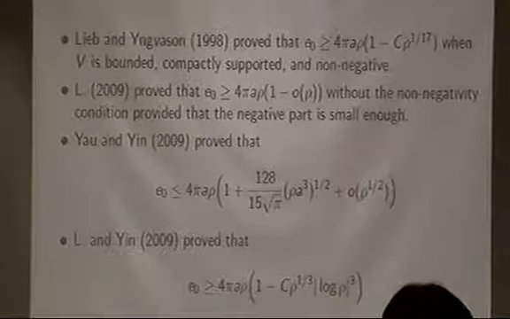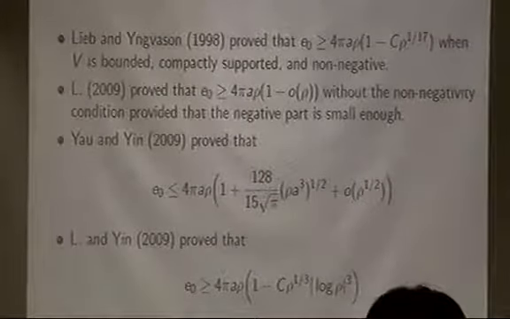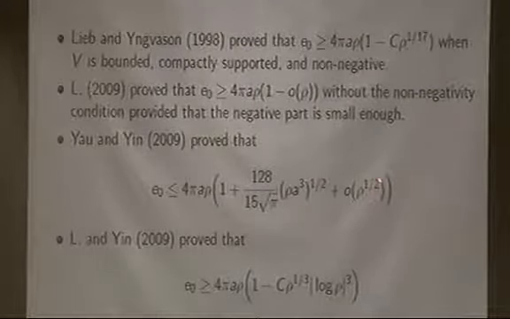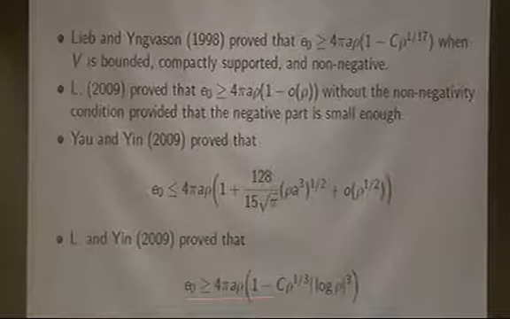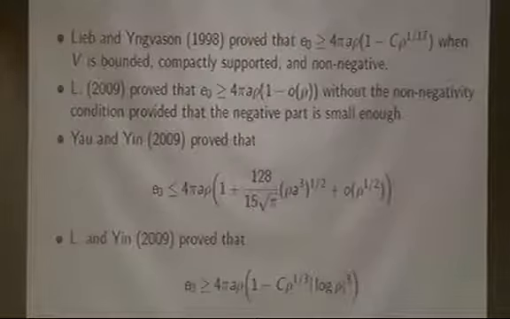And to get better results like this or this, for this we need to construct a totally different trial wave function. And also for this case, we need to use several different ideas to find that root 3, 1/3 instead of 1/17.